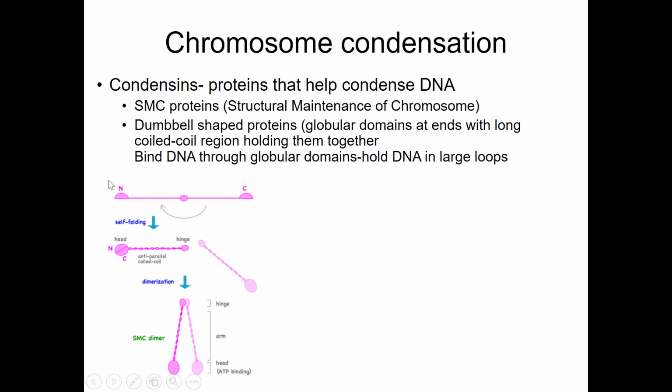So if we look here, the protein from N to C terminus has globular ends at the N and C terminus, and then they have this coiled region in the middle. It'll fold up on each other, so the N and the C terminus come together to form this head region. And then there's this hinge region, again connected by that coiled domain. This is one SMC protein, this dark pink, and then in light pink is a second SMC protein. They'll come together to form an SMC dimer, where you can see here they're interacting at the hinge region.